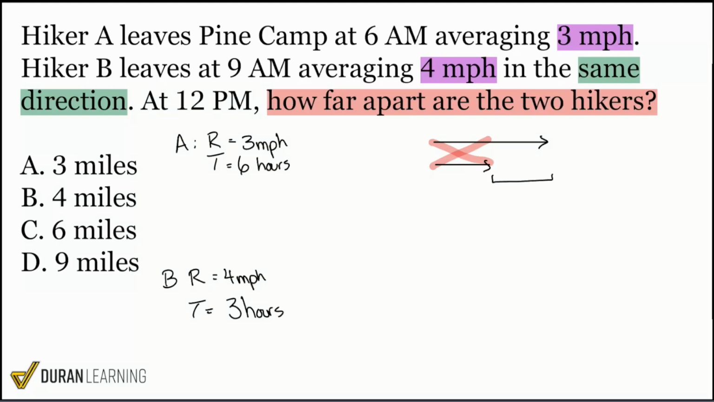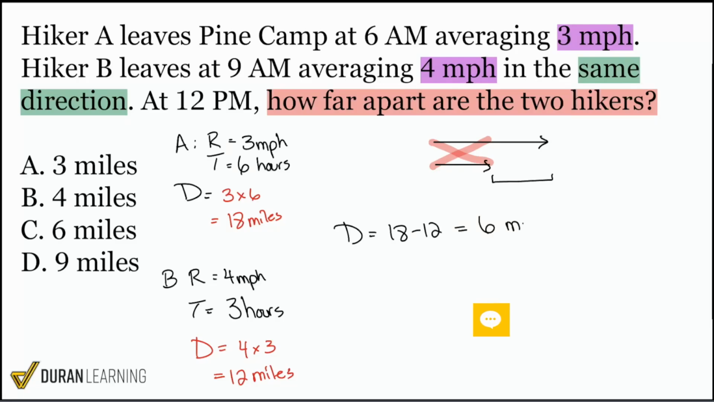So now that we have the rate and the time for each of these individuals, we can calculate those distances, which distance here equals 3 times 6, and that's going to be 18 miles. Then for hiker B, we have that distance being 4 times 3, and that'll be 12 miles. So now that we have those distances individually, we'll subtract to get that final distance apart. So that'll be 18 minus 12, and that'll give us 6 miles. And there we are. Our correct final answer, my party people, is going to be C, 6 miles.